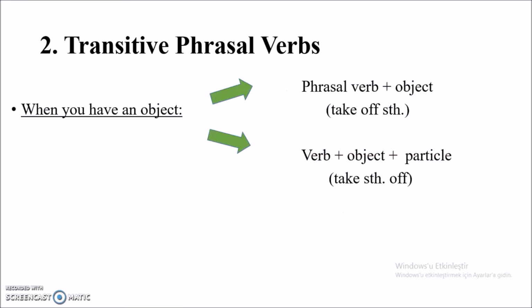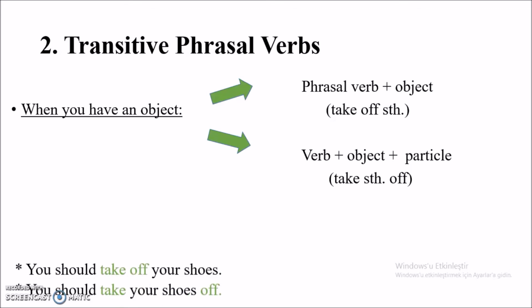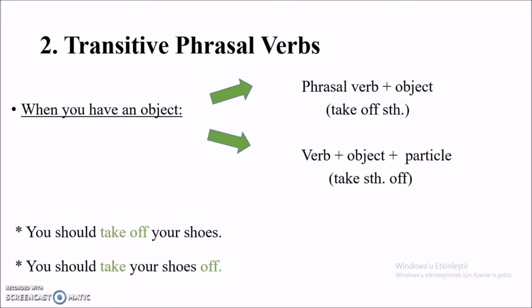So, for example, let's think about the phrasal verb take off. You can either use it take off something or take something off, okay? Because this is a transitive phrasal verb. If you want to use it in a sentence, you can say you should take off your shoes or you should take your shoes off. In those sentences, your shoes is the object. I can either use it after the phrasal verb directly, or I can put it in between the verb and the particle. Okay, this is the rule for transitive phrasal verbs.